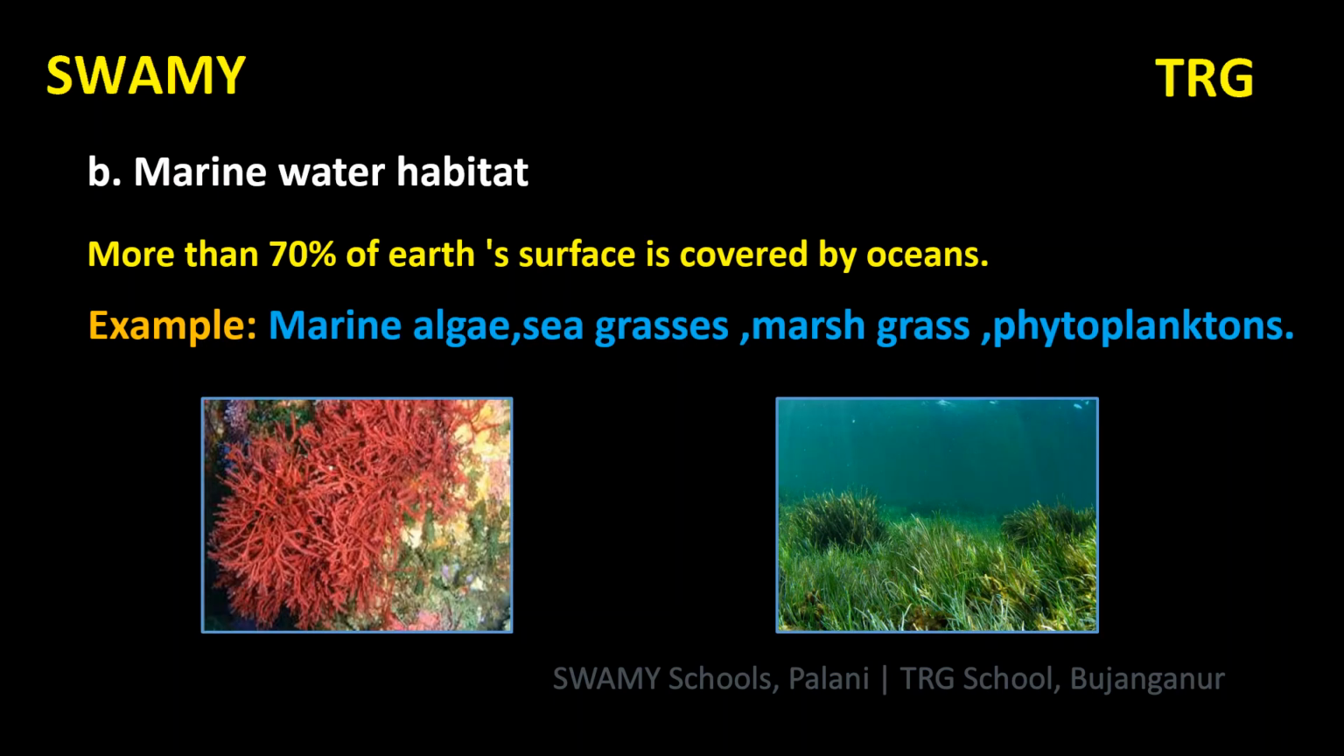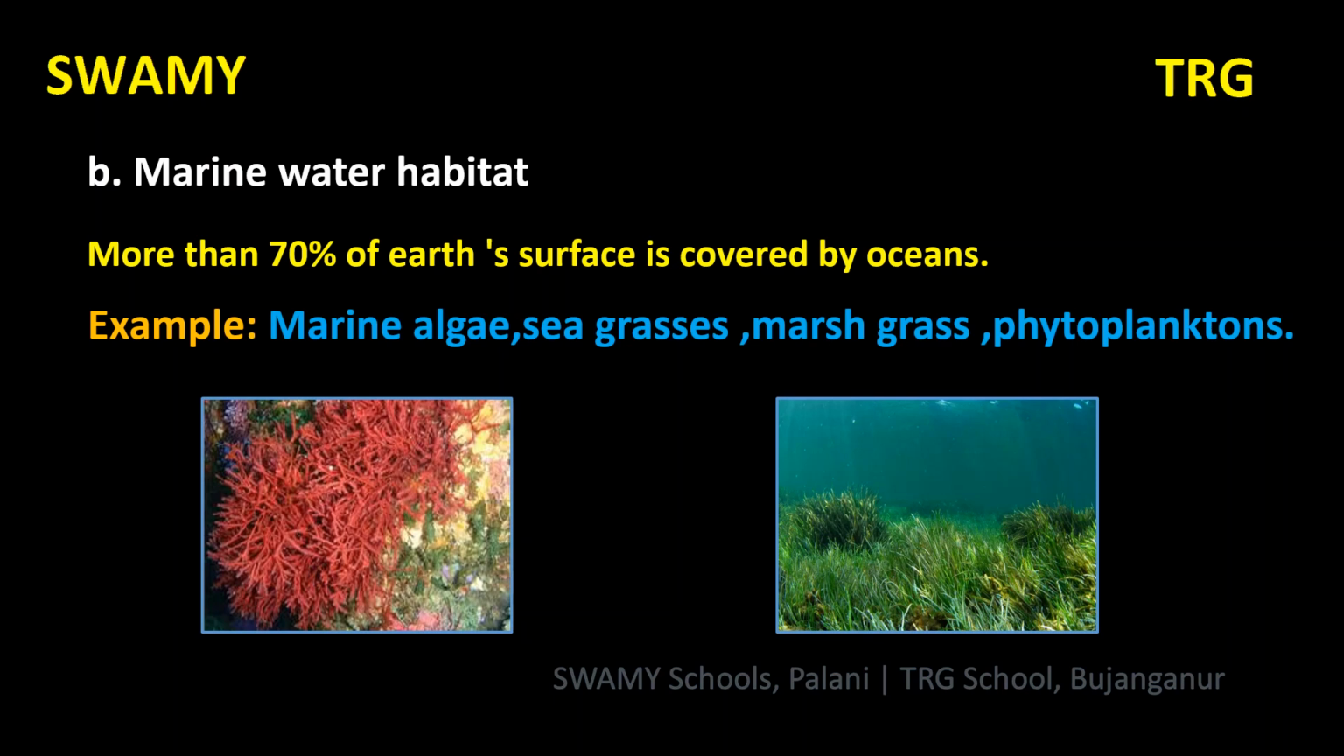Marine water habitat. Marine means seas and oceans. Marine water contains a high amount of dissolved salts in it. We cannot drink it because it is very salty. In marine water, some plants and animals are able to live. So, marine water is also one of the habitats of plants and animals.